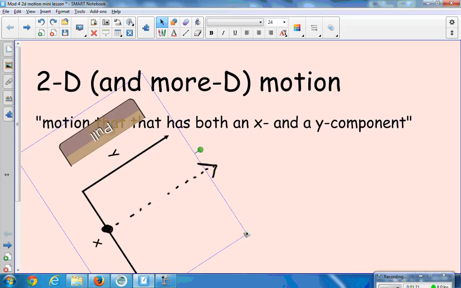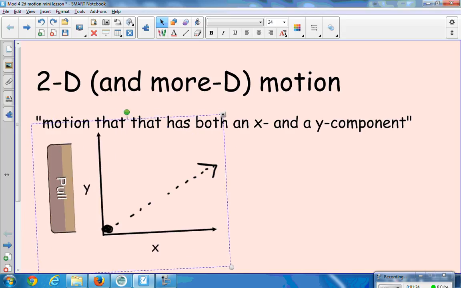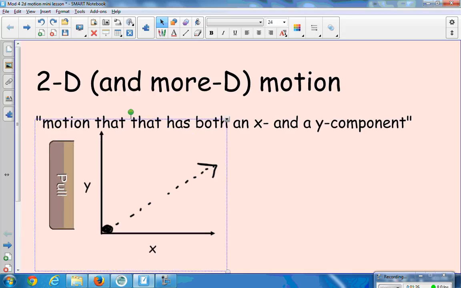What would that look like? Basically, anything that's not a straight line. Curves, zigzaggy, stuff like that. All right, let's go forward.